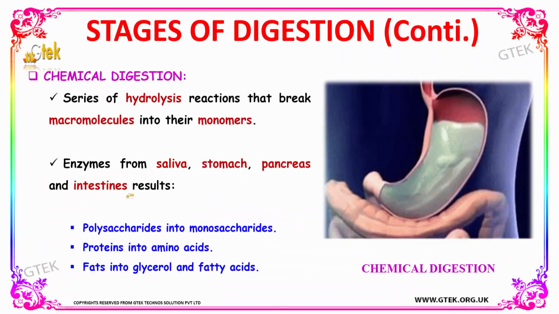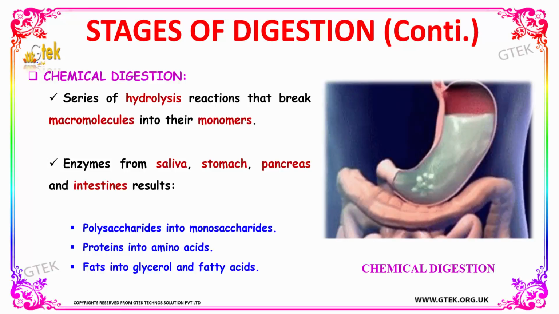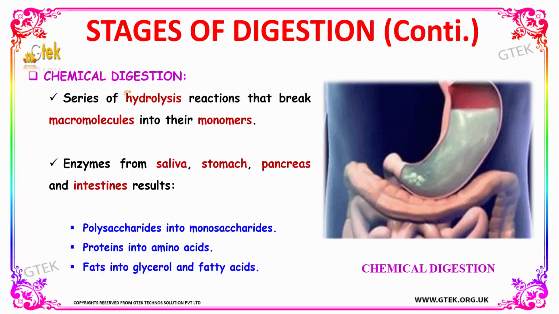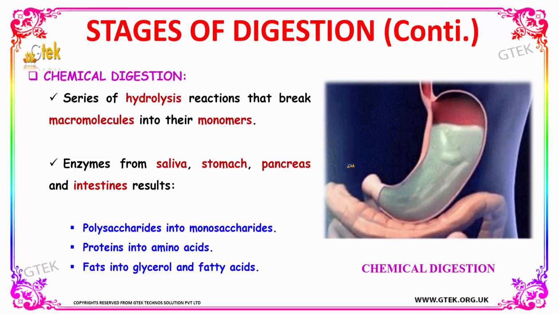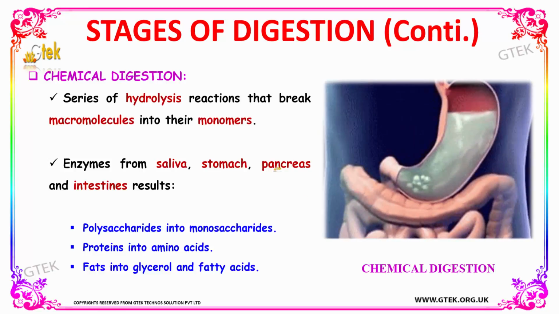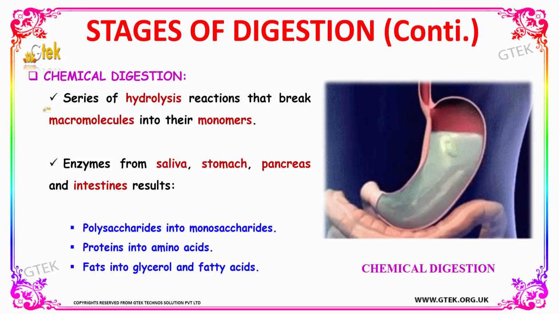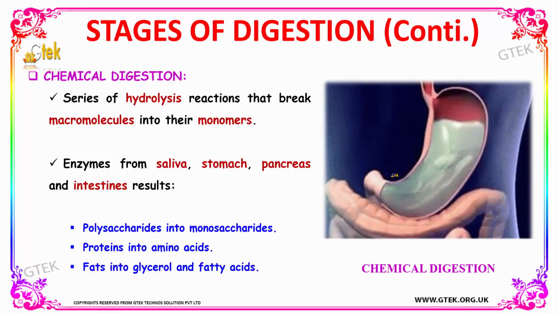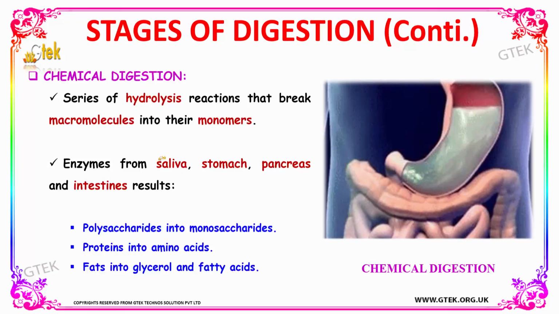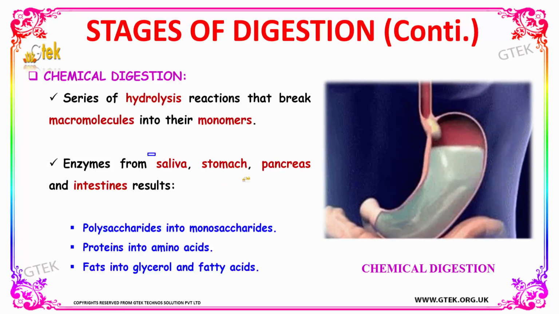Your chemical digestion happens by a series of reactions, that is, a series of hydrolysis reactions that take place in your stomach, and it breaks the macromolecules into monomers. So this hydrolysis is done by several enzymes such as the saliva and the enzymes that are produced in your stomach, pancreas and intestines.